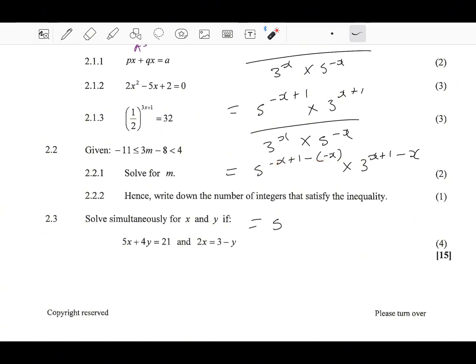We're not in a hurry. So negative times negative is positive. So you have 1 plus x times 3. Here we can group the like terms, x minus x, that's 0. So you have 3 power 1. Again, here group the like terms, negative x plus x, that's 0. So you have 5 power 1, 3 power 1. In fact, 1 power 1 is 1. Times 3, 5 times 3 is 15.